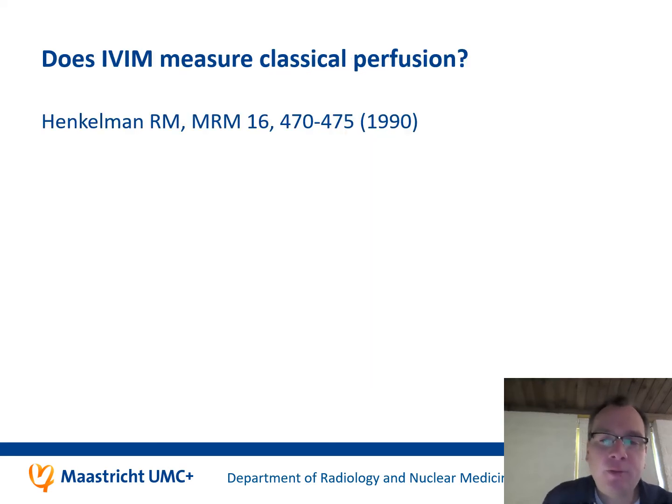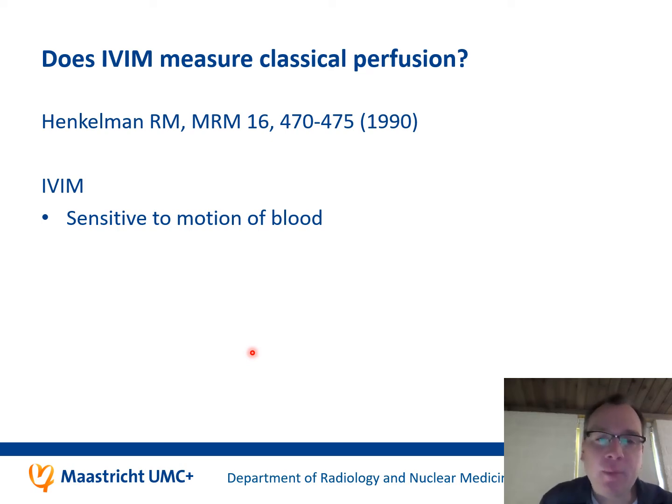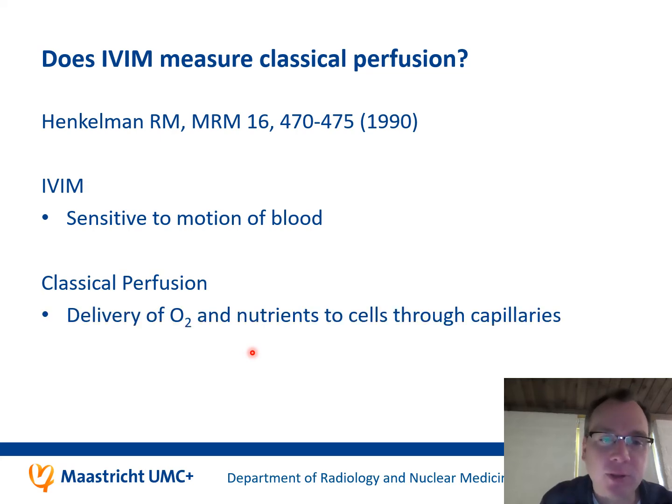One of the very important questions that was raised early on, in the 90s, 1990, by Henkelman, was whether IVIM truly measures classical perfusion. So we know that IVIM is sensitive to motion of blood. This fast decaying component is assumed to be the perfusion fraction. But how does that compare to what is known about classical perfusion?